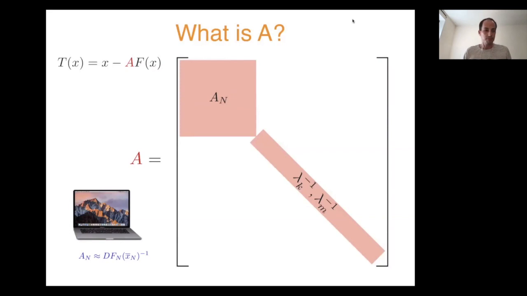Okay, so roughly this is the idea of the type of computer assisted proofs that we're doing. This is how you choose the operator. Okay, so now we have the operator. Now we have to show that it gives me a fixed point.